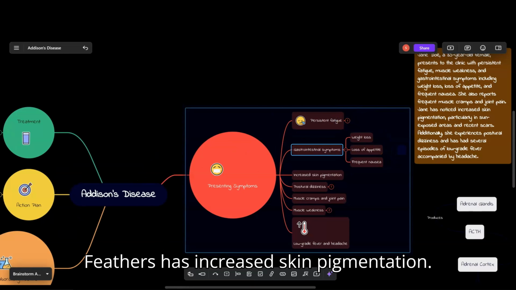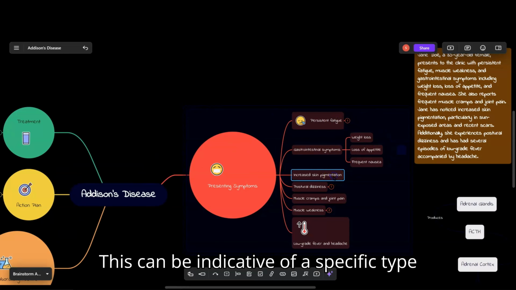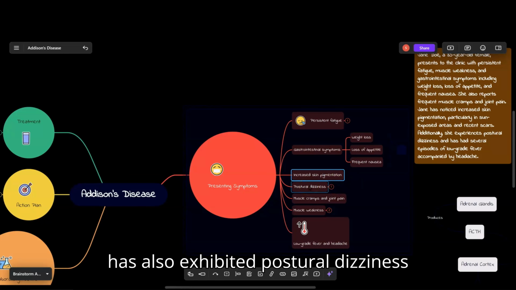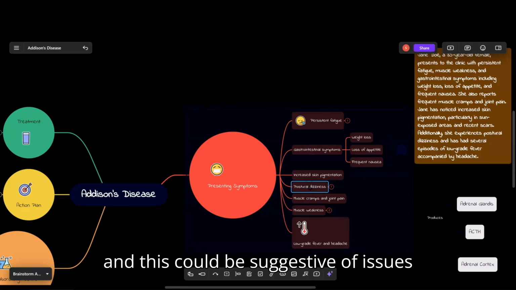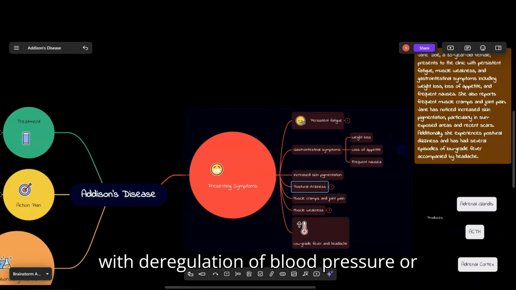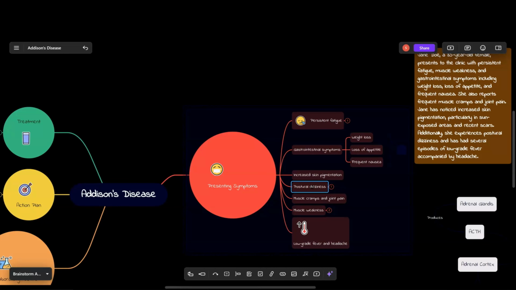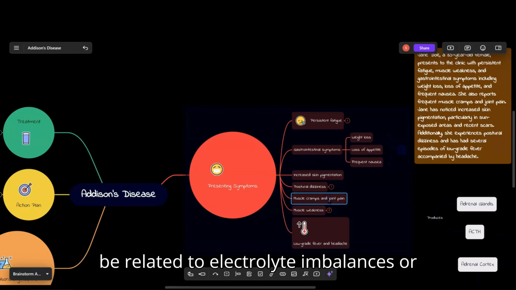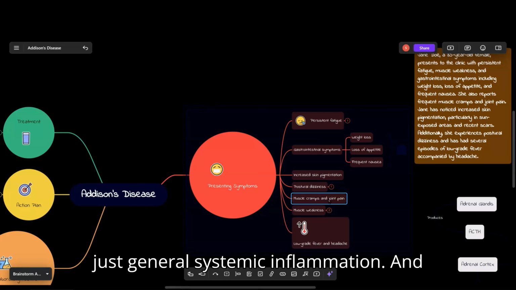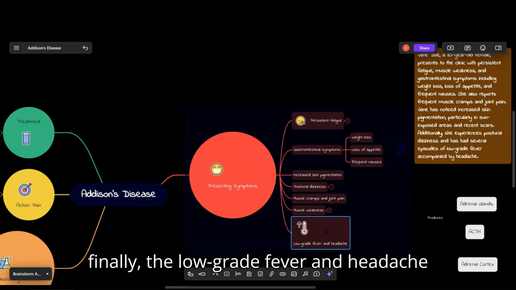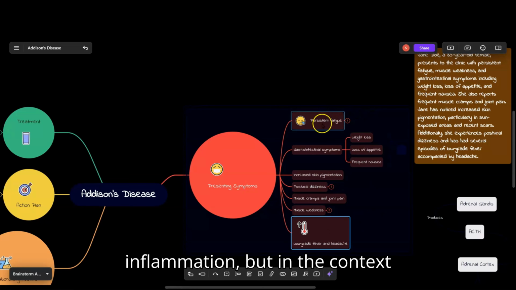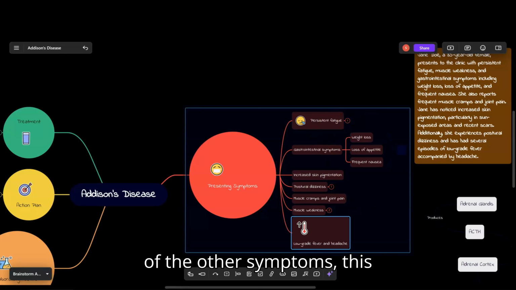The fact that she has increased skin pigmentation can be indicative of a specific type of hormone imbalance. Jane has also exhibited postural dizziness, and this could be suggestive of issues with the regulation of blood pressure or dehydration. The muscle cramps and joint pain may be related to electrolyte imbalances or just general systemic inflammation. And finally, the low-grade fever and headache could indicate an underlying infection or inflammation, but in the context of the other symptoms, this may be less likely.